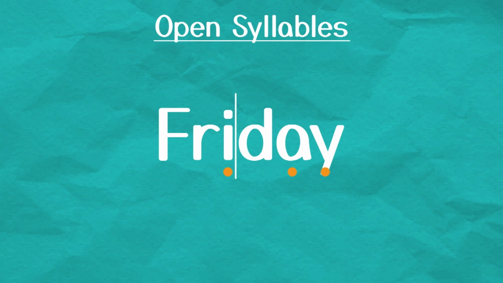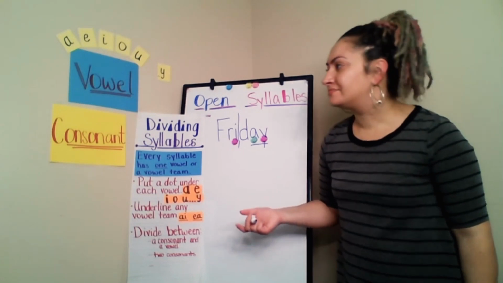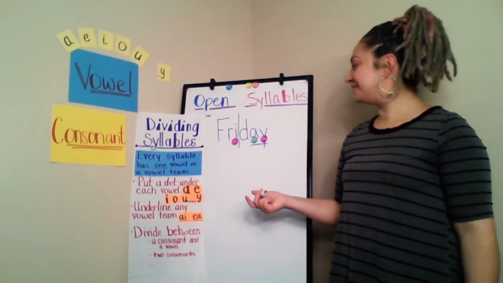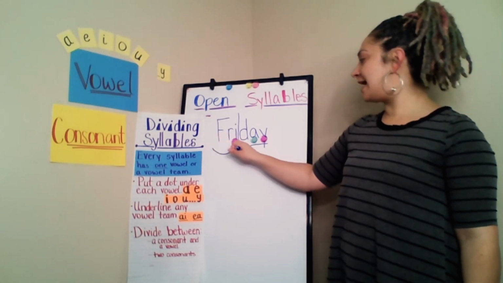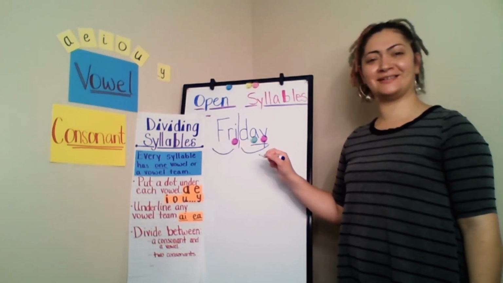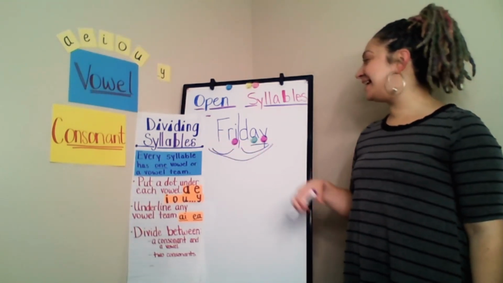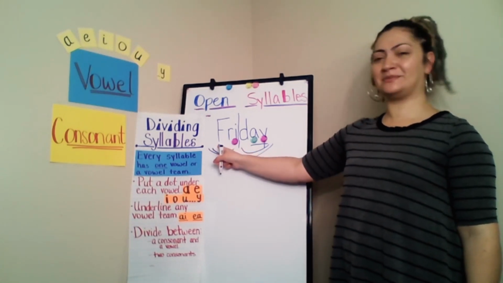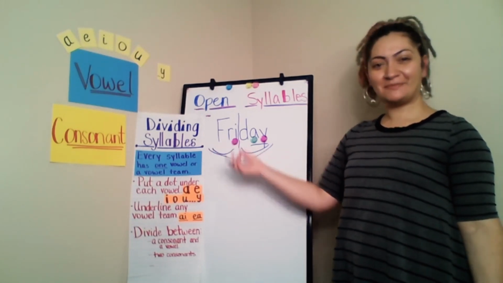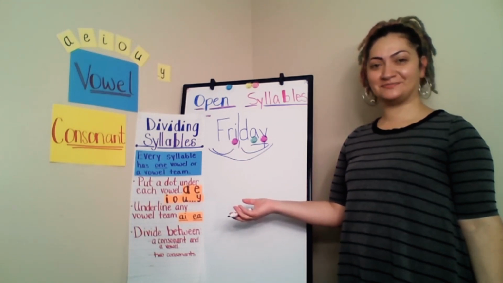This I does not have a consonant that comes after it in this syllable, making that I say its long I sound. What's the long I sound? I. Yep. So let's try this out. We got fry. Friday. What word? Friday. Yes. And did you notice that we drew a capital letter at the beginning of Friday? Yeah, because it's the name of a day of the week.